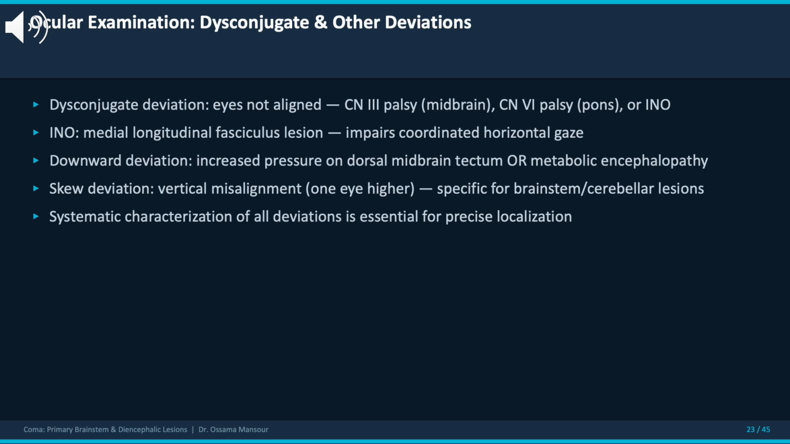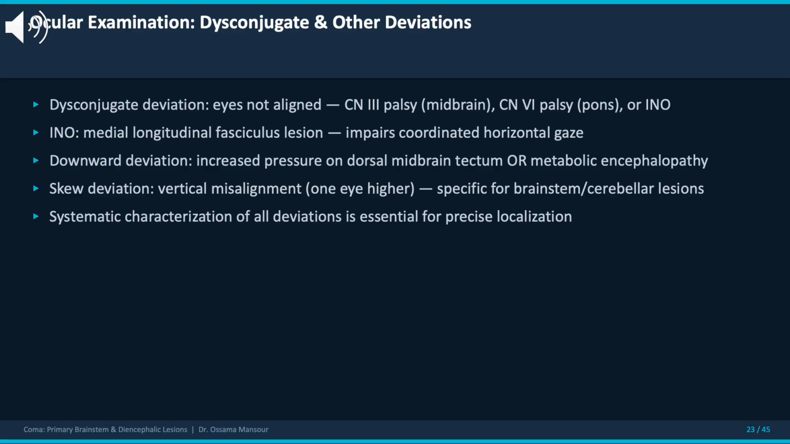Beyond conjugate deviations, several other patterns of resting gaze position provide important localizing information. Disconjugate deviation means that the eyes are not aligned with each other. One eye is deviated laterally more than the other, or they're pointing in different directions. This can represent isolated cranial nerve 3 or 6 palsies, or it may indicate internuclear ophthalmoplegia, depending on the specific details of the deficit. Lesions affecting cranial nerve 3 localize to the midbrain and adjacent structures, as the oculomotor nucleus resides in the midbrain.